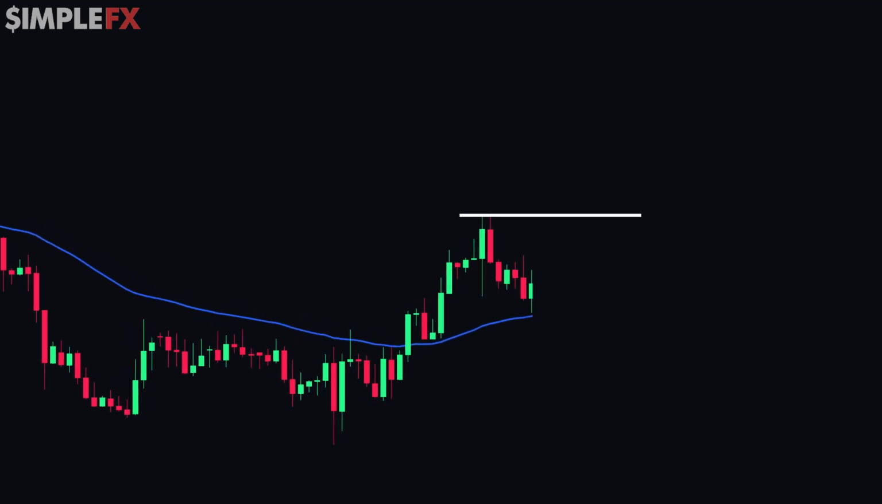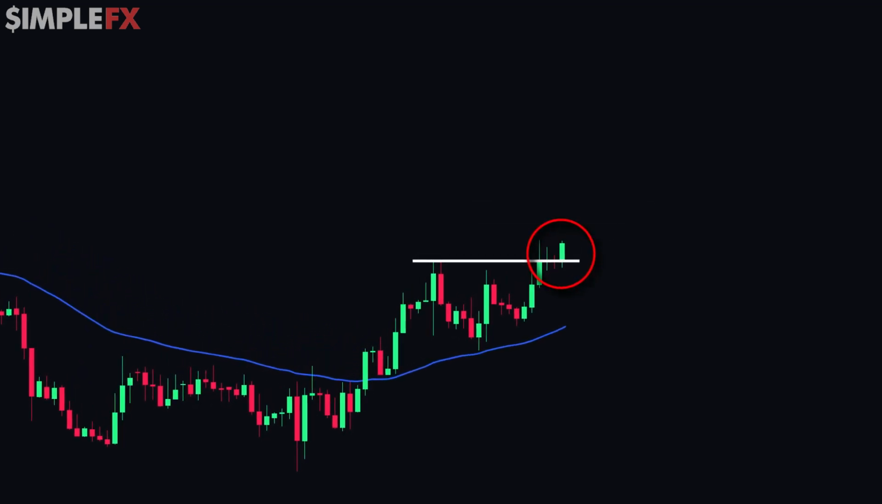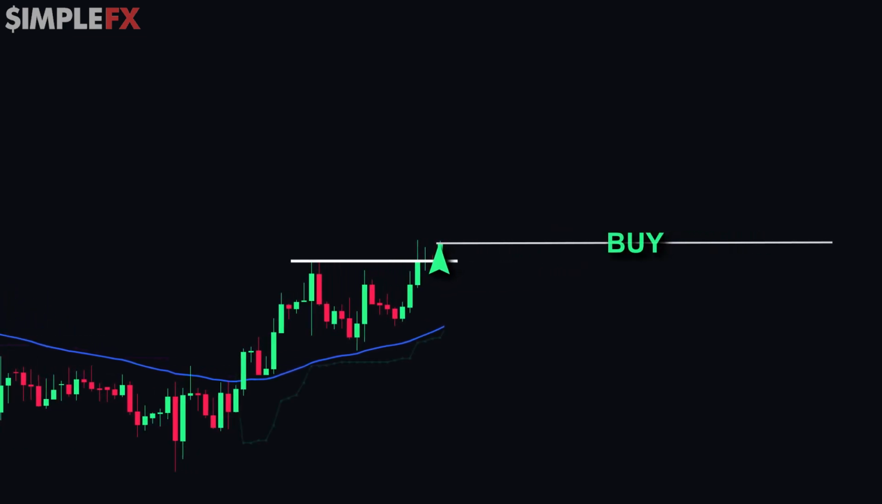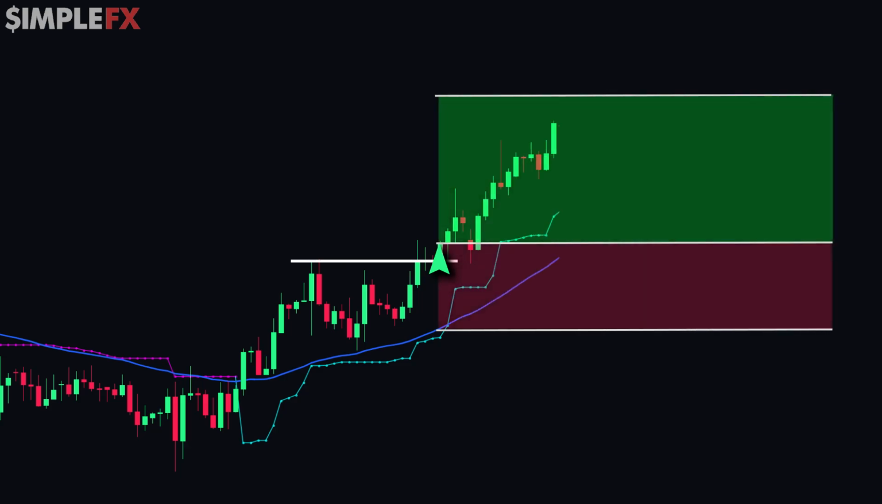It was then time to wait until we broke that line again. When we did, I bought right at the breakout candle's close. Then I applied the chandelier stop, set my stop loss, and take profits. As you can see, the price hits our take profit target.